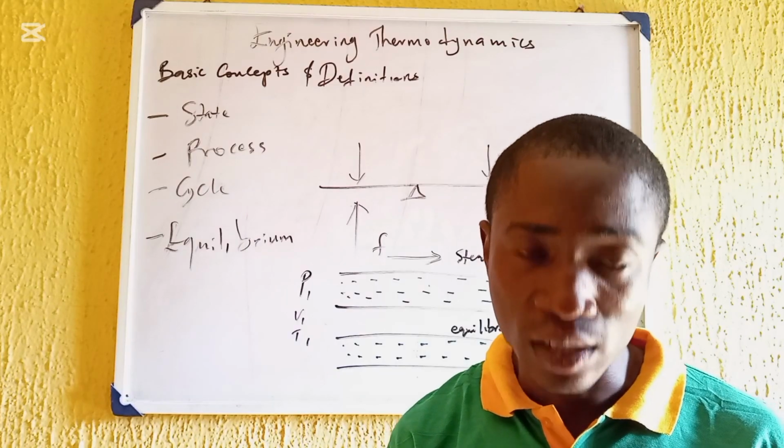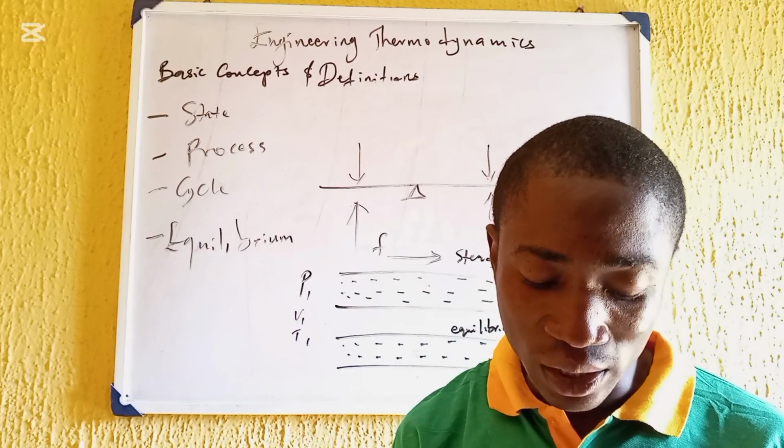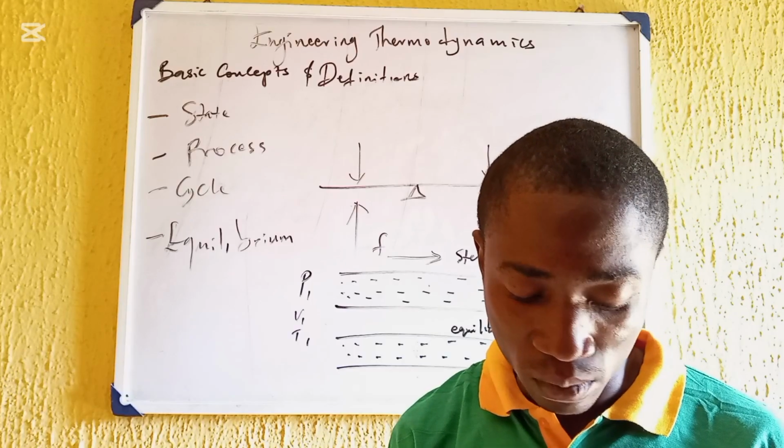It is only under thermodynamic equilibrium conditions that the properties of a system can be fixed. So take note of that. We can only fix the property of a system when it is under thermodynamic equilibrium conditions.